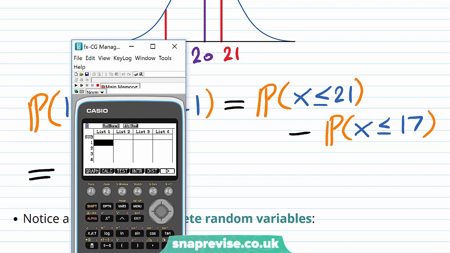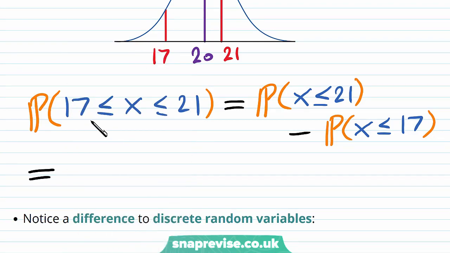Now, the calculator that I use only lets you do the cumulative probabilities in one go. So you can actually find this value straight away with this calculator. Now, your calculator may only allow you to do things like this, and I would definitely get used to, if that's the case, doing things like this, calculating these values individually.